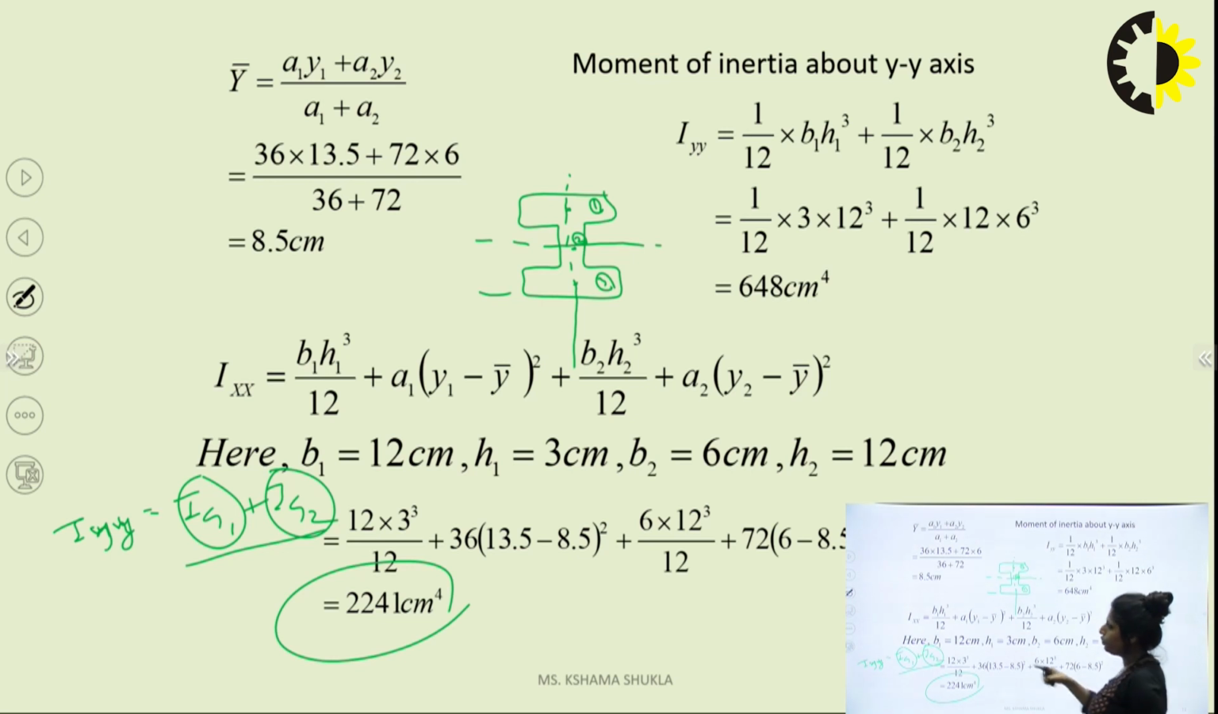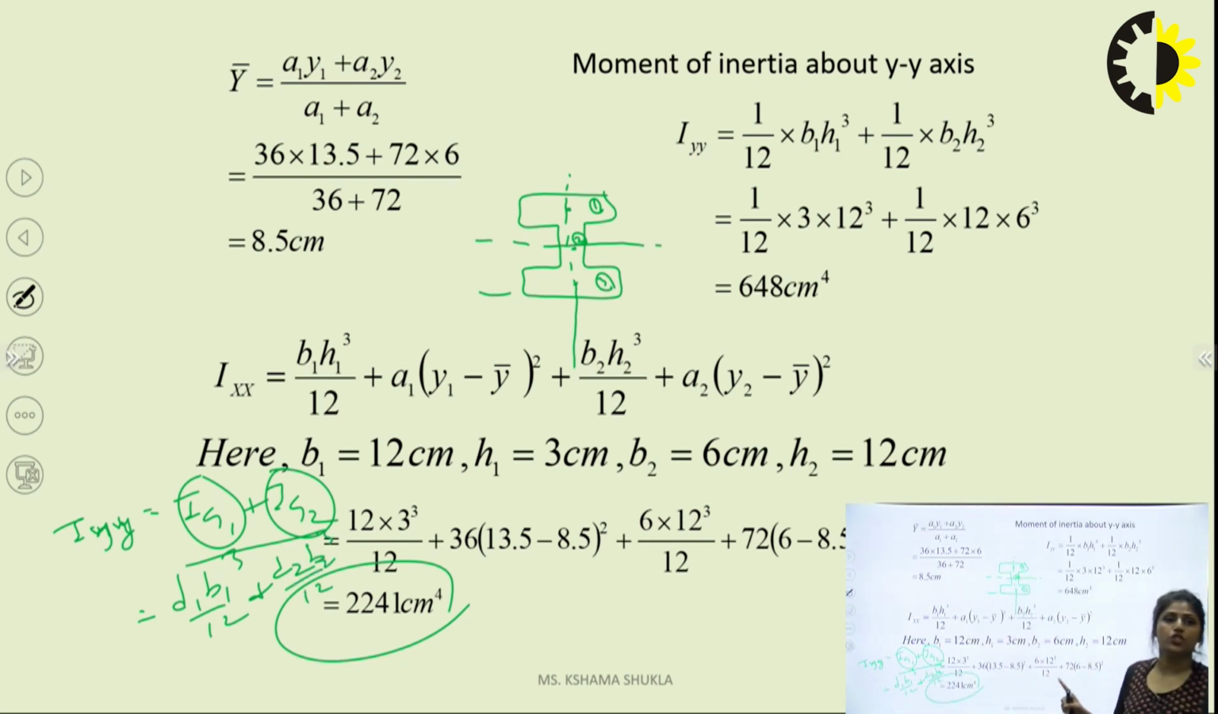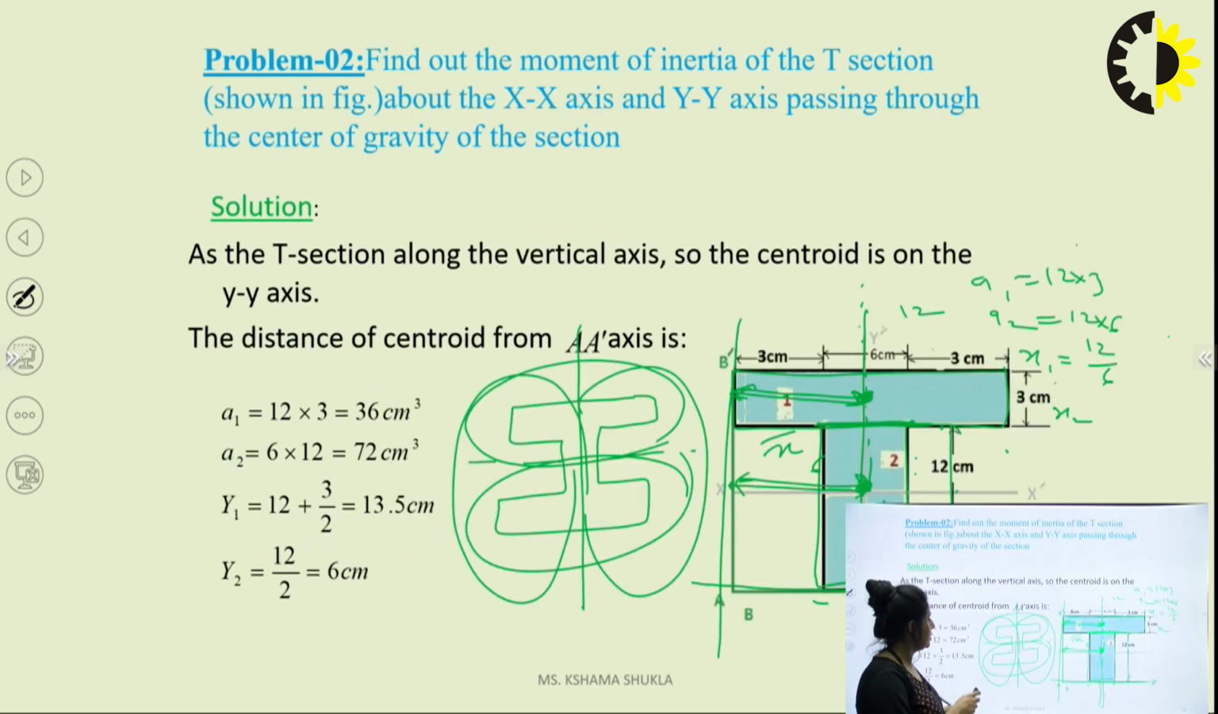If you want to find it out, you just add the moments of inertia IG1 plus IG2, like D1 B1 cube by 12 plus D2 B2 cube by 12. In this question, I'm not using the parallel axis theorem. Why? Because here the CGs lie on the same line, so there is no distance. The h bar is nothing, it merges. So the reference line merges with the neutral axis.